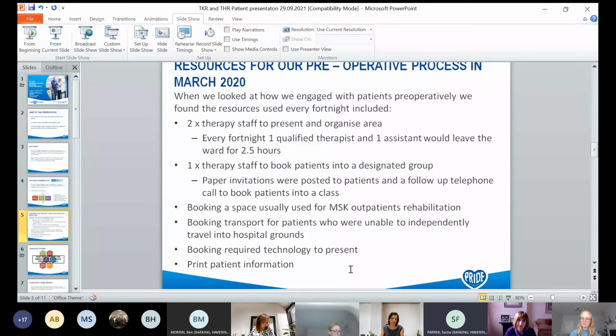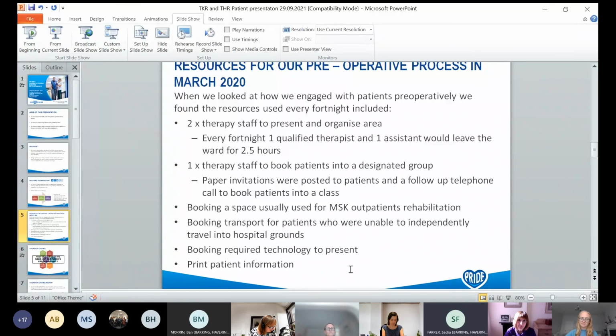When we evaluated our process, we found that it took 2 therapy staff coming off the wards every fortnight for about 2.5 hours in order to organise the area, get the chairs out, and get all the technology equipment ready, so that we could be ready for our patients when they arrived. It also took 1 therapy staff member on any designated day to book the patients in on our booking patient appointment system. We used to post our invitations to the patient, and then we used to call them in order to confirm they were attending the class.